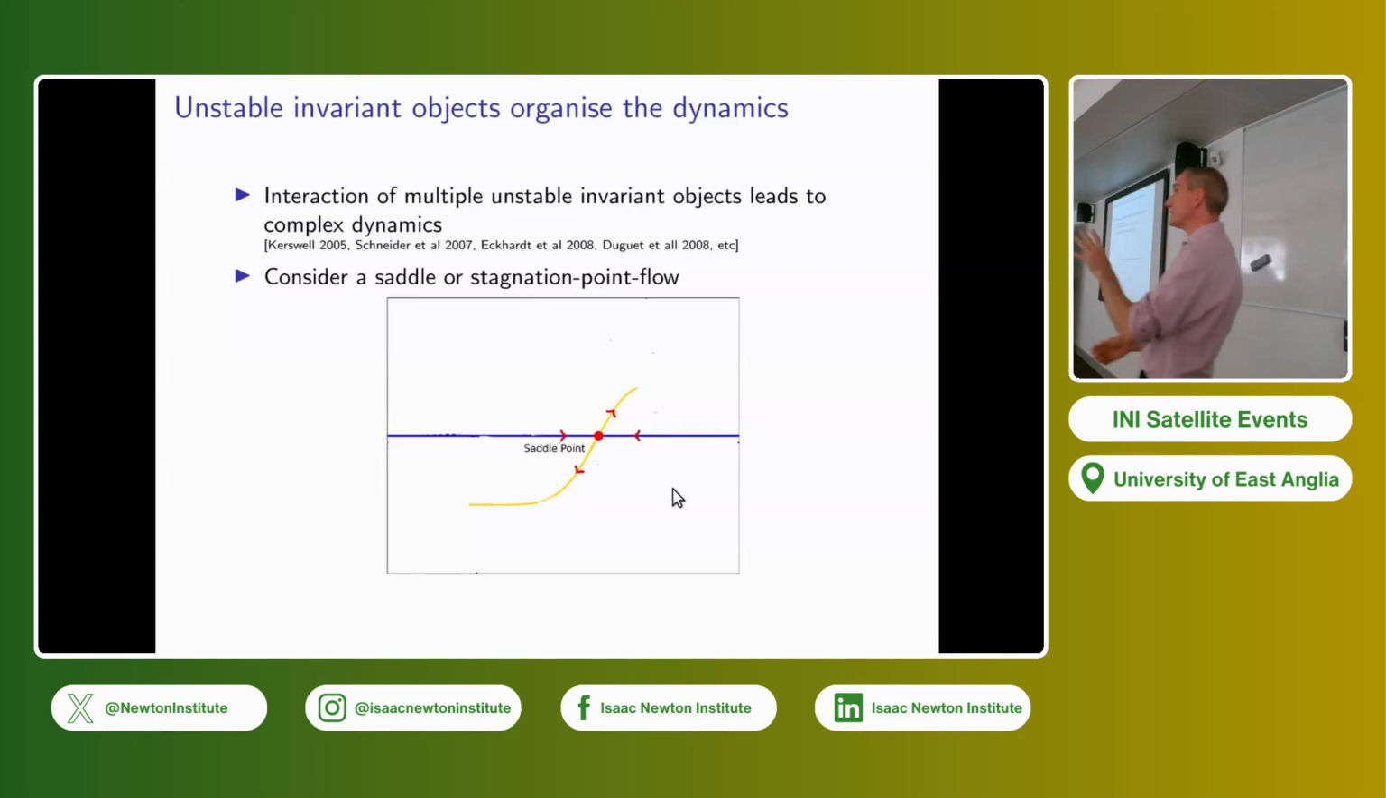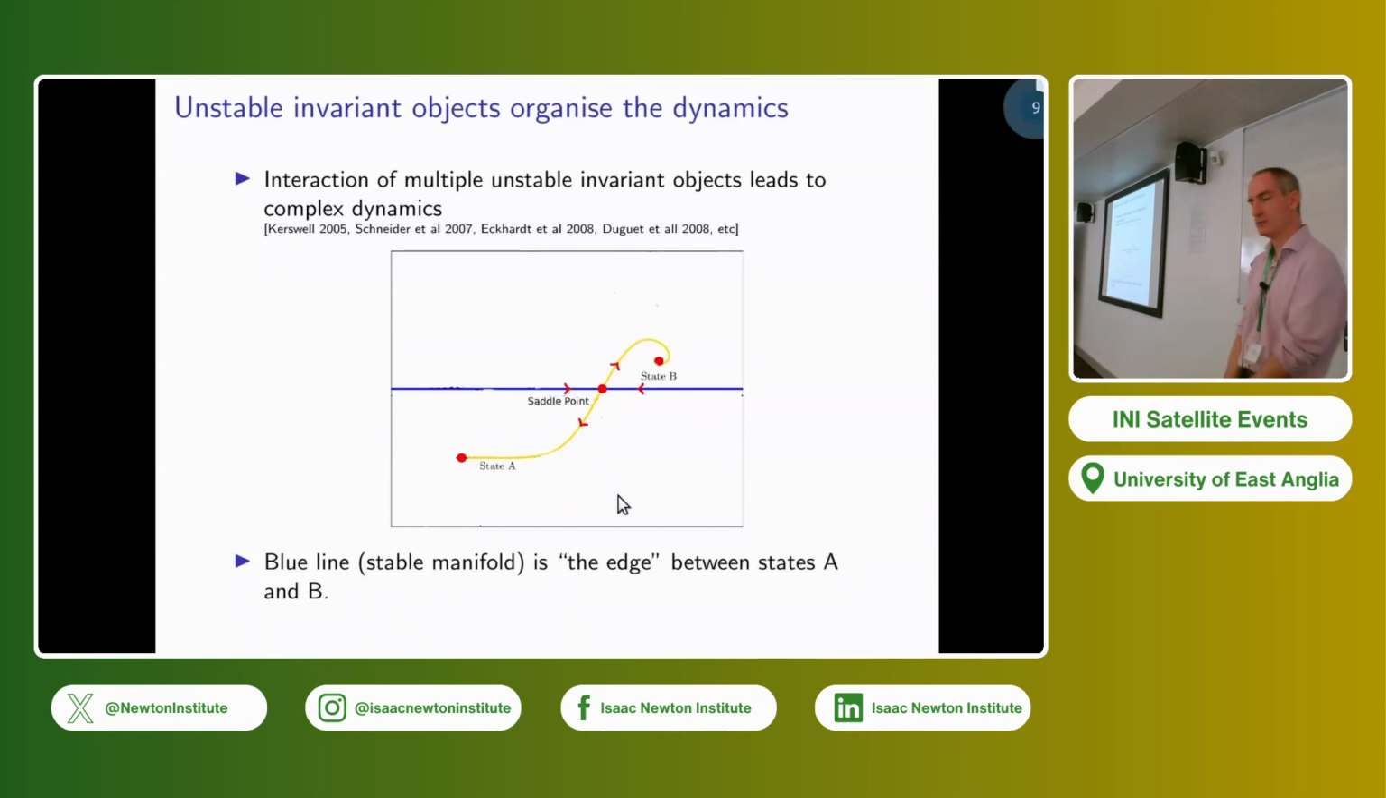So here is a very simple example to try and get everybody in the same place as me with this. Let's imagine that we have a saddle point or stagnation point, whatever you want to call it. The point being that there is a single solution of the system. Let's say it's a steady solution for the sake of argument, or steadily propagating in our channel. And there's one attracting direction, so things are attracted towards it that way, and there's one repelling direction. So it's unstable, but not in all directions. And this blue line is called the stable manifold.